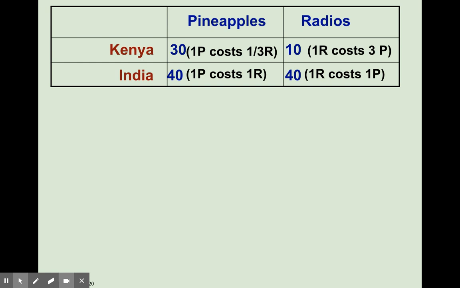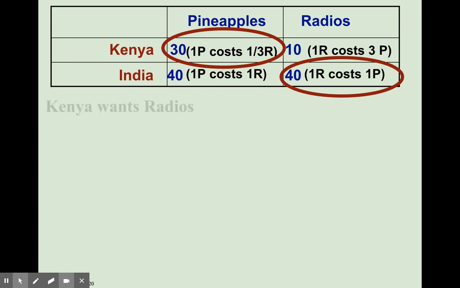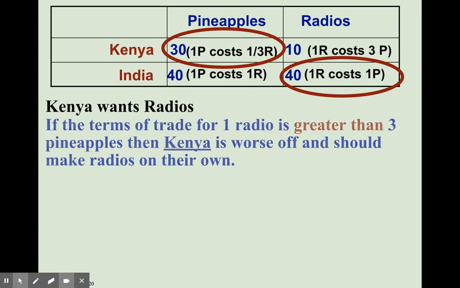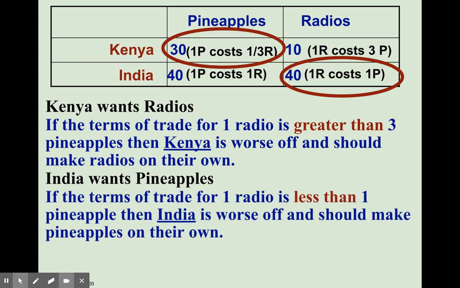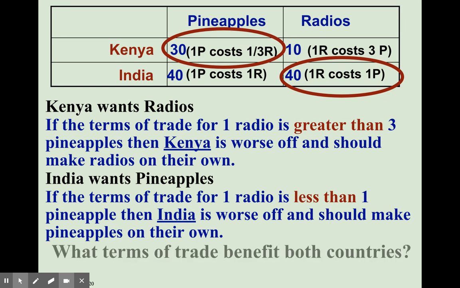First thing you want to do is go ahead and make your chart. You'll notice when you do this, you can look at who has a comparative advantage. Kenya wants radios. If the terms of trade for one radio is greater than 3 pineapples, Kenya is worse off and should just go ahead and make radios on their own. India wants pineapples. If the terms of trade for one radio is less than 1 pineapple, then India is worse off and should make pineapples on their own.